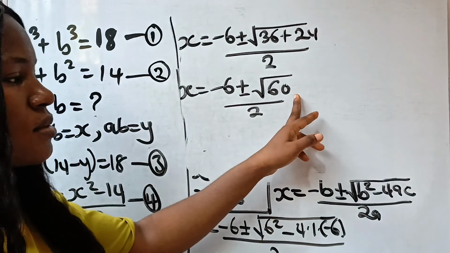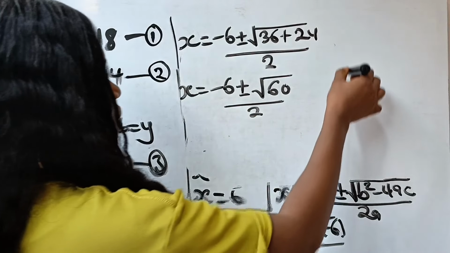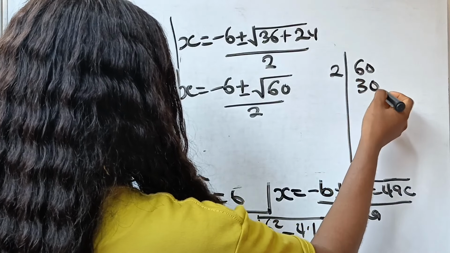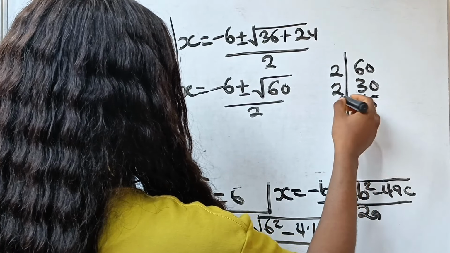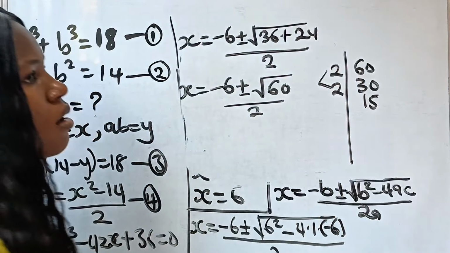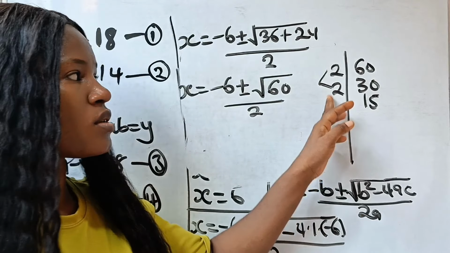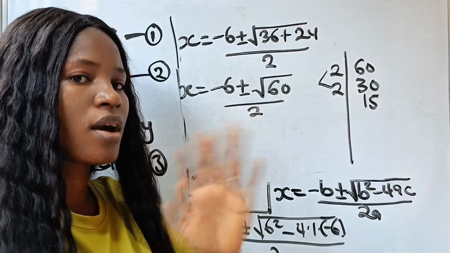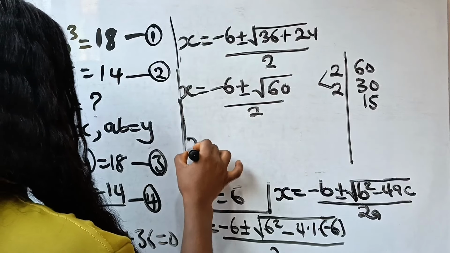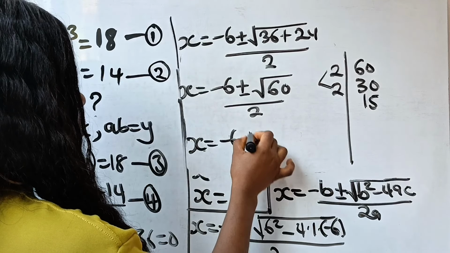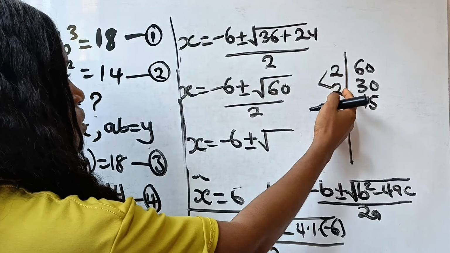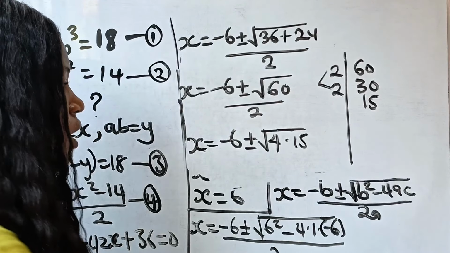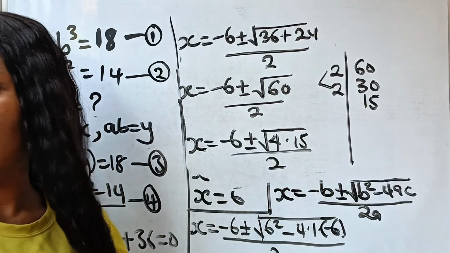Now let's factorize 60. To do that, we are going to draw a line. We have 60. We divide by 2 to give us 30. We divide by 2 to give us 15. We have a square here already, because 2 times 2 gives us 4, which is a perfect square, and we have an ordinary number, so we are done. Now we have x is equal to minus 6 plus or minus the square root of 2 times 2, which is 4, multiplied by 15, divided by 2.